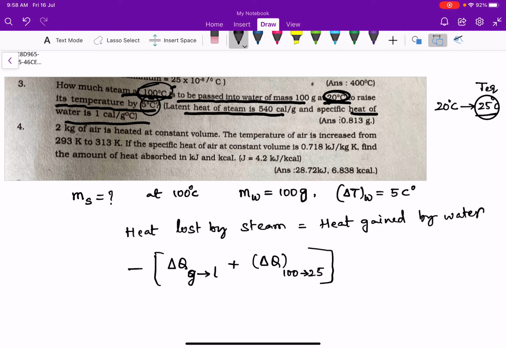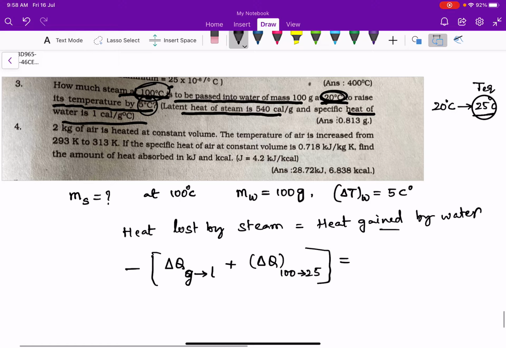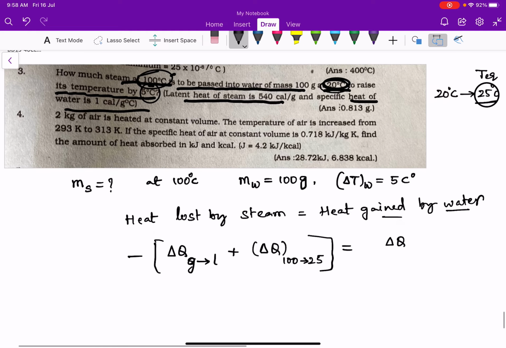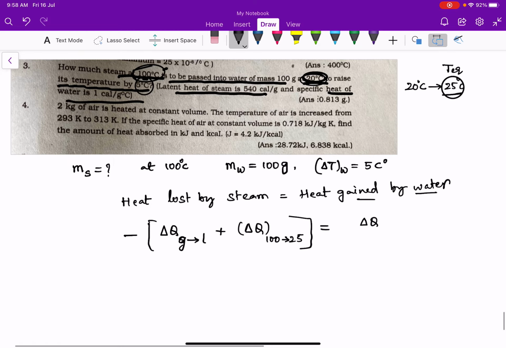Heat lost is always indicated with a negative sign, which is equal to the heat gained by water initially at 20 degrees Celsius. Heat gained by water is delta Q. This water is different, which is initially at 20 degrees Celsius and raises its temperature by 5 degrees Celsius. That means the temperature rises to 25 degrees Celsius. So this is the heat energy gained by water from 20 degrees Celsius to 25 degrees Celsius.